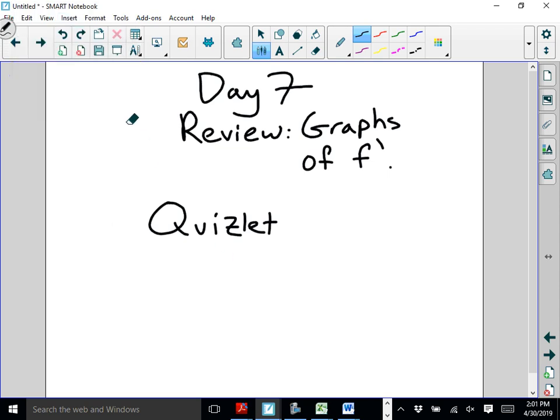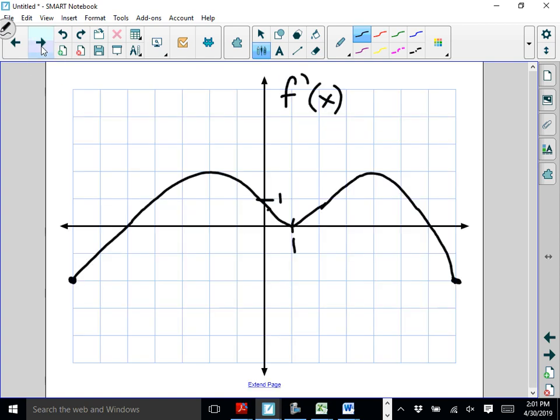Okay, so here we have a graph of F prime, and I'm going to ask you a lot of questions about this, okay? Most of it is review from way back in first semester, but I'm going to throw in some newer stuff with this as well. Okay, so the first question is, when is F increasing?